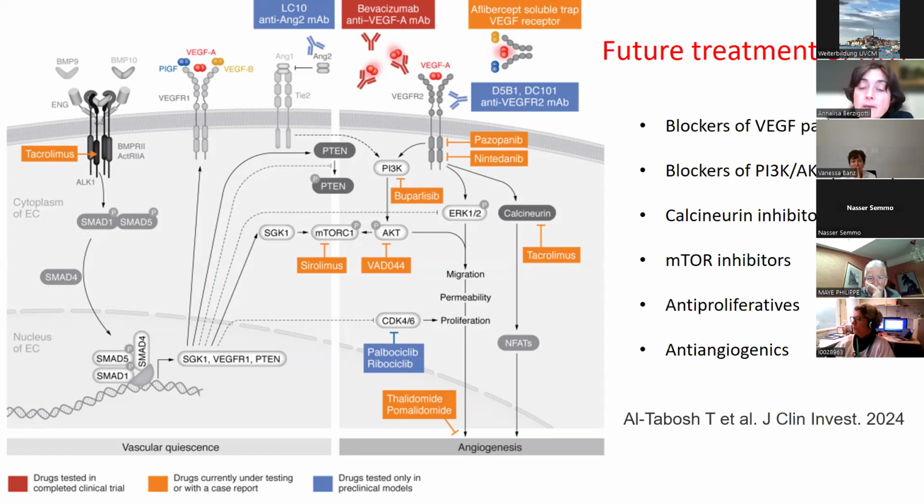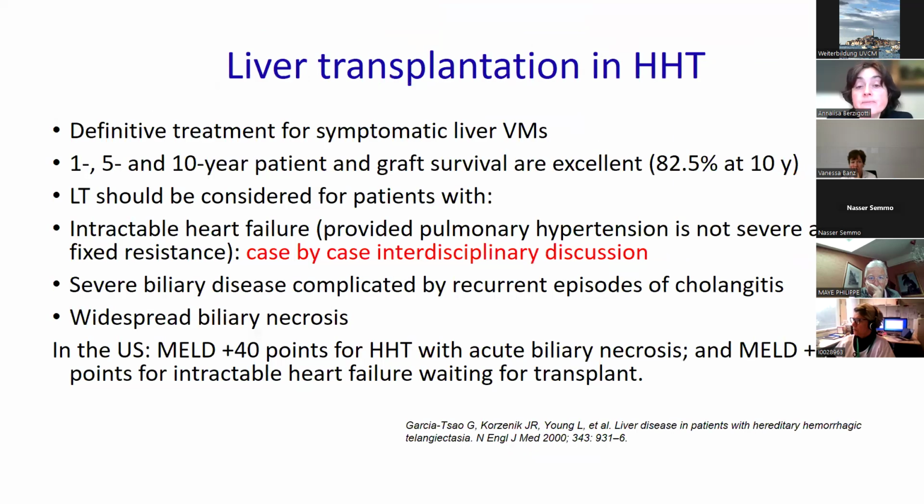So I'm relatively sure that in the next 5 years, we will see some of them coming to the clinical practice, but at the moment, again, we don't have much. Liver transplantation is difficult in this population, but is successful, and long-term survival is excellent. So you can see 82% at 10 years.